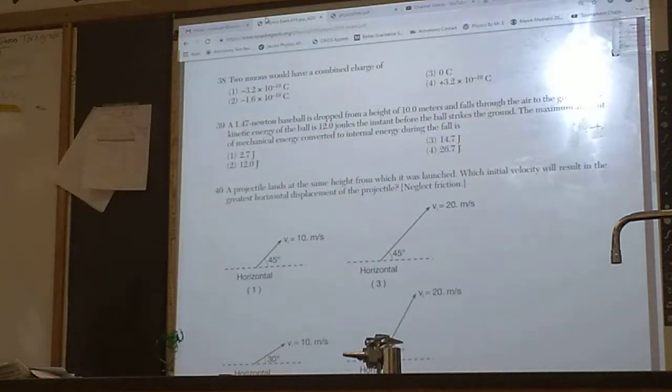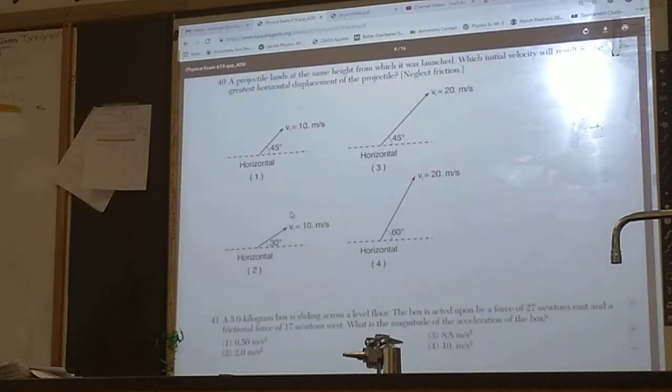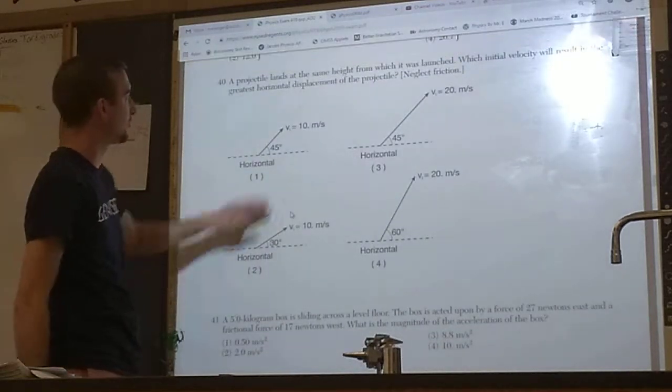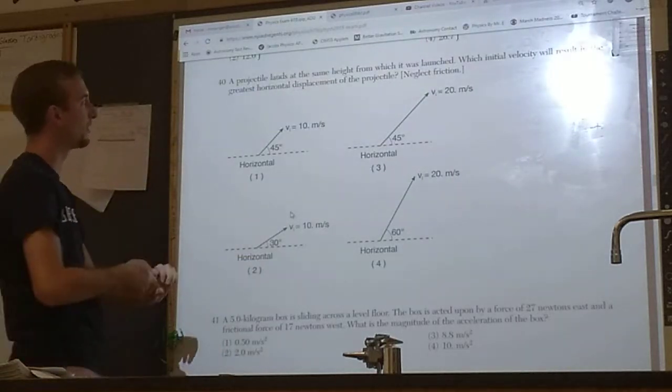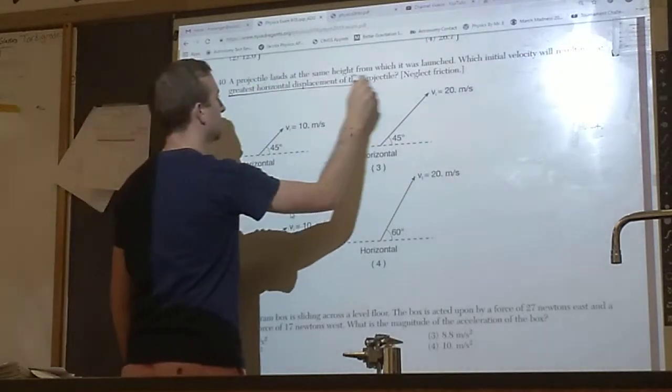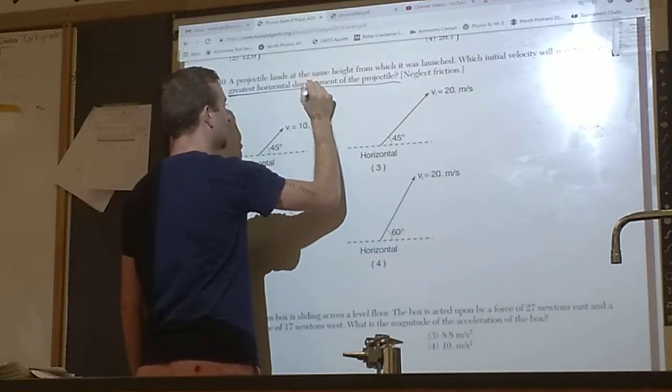And then we'll do 3 videos for this section. A projectile lands at the same height from which it was launched. Which initial velocity will result in the greatest horizontal displacement of the projectile? I usually represent this with dx.